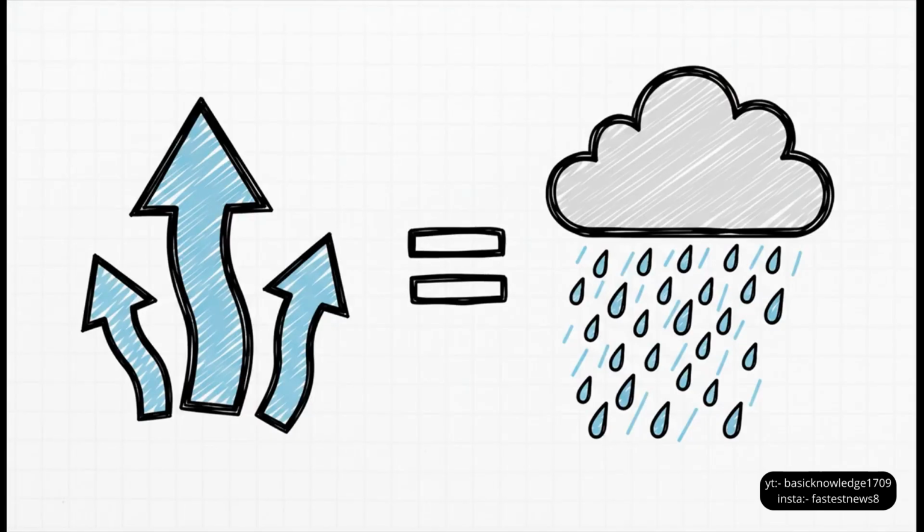So, if you remembered just one thing from this part, make it this simple formula. At the equator, rising air equals high rainfall. Hold on to that thought, okay? Because it's the key to understanding everything else.